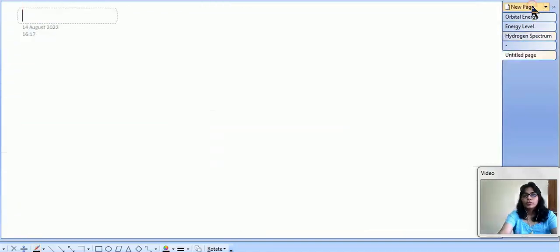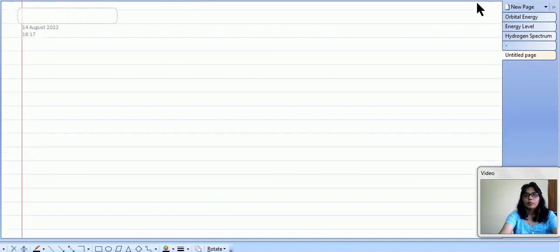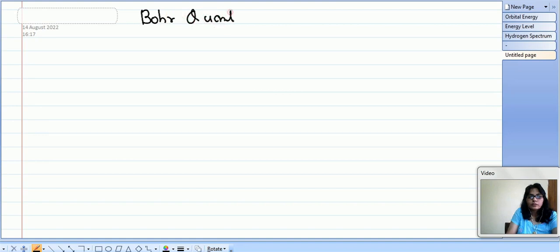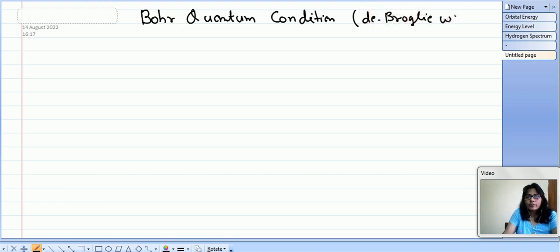Now let us go to another page and put the heading Bohr quantum condition. So this is related with de Broglie wavelength also.